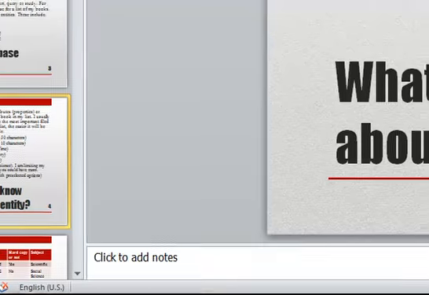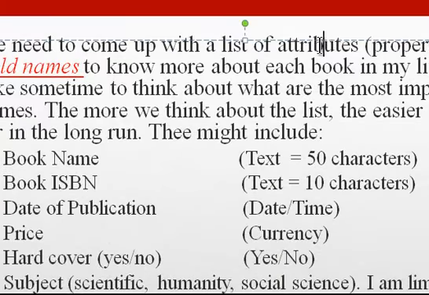We need to come up with the list of the attributes. I think attribute is another word for characteristic, or feature. Property is another word, or as Access itself calls it, field name, to know more about each book in my list. I usually take some time to think about what are the most important field names. For example, I don't come up with endless numbers of field names. I would like to know which ones are going to help me answer some of my questions.